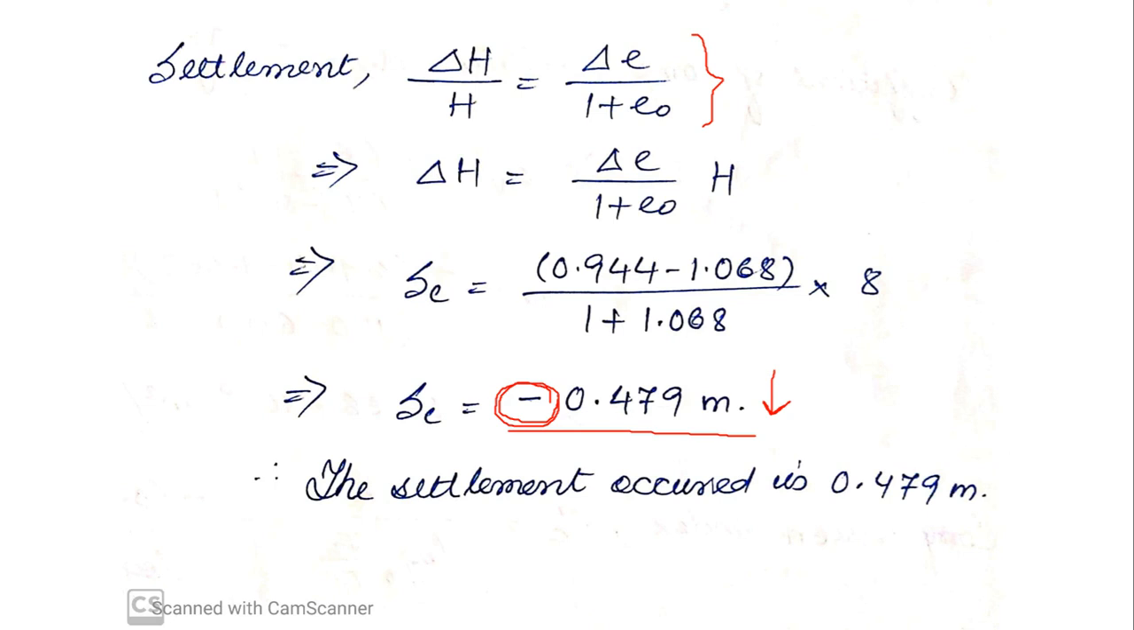So finally, once you get the negative sign, you do not need to be afraid. You can write that the settlement occurred is 0.479 meter, and the negative sign justifies that the settlement is occurring in the downward direction.